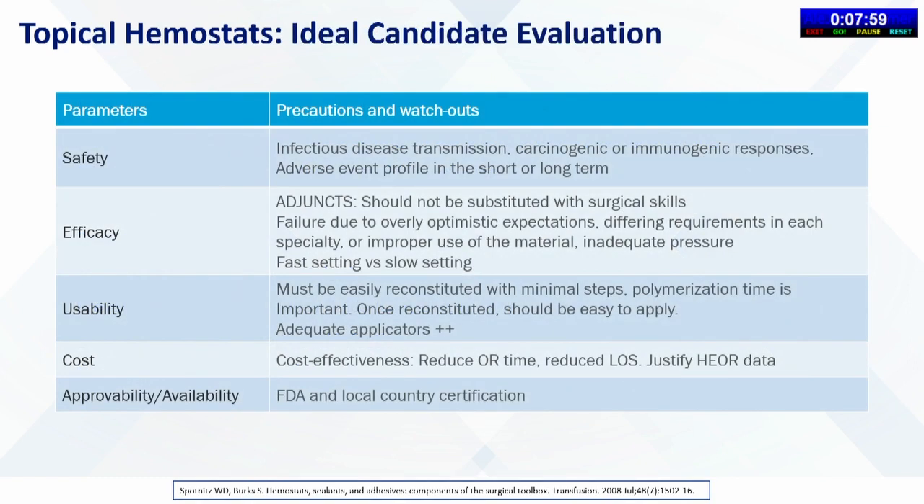There is no ideal hemostatic agent, but hemostatic agents can be evaluated based on their safety and efficacy. They should do what they are meant to do. They should be usable. Usability is really important because however good the hemostat is, if we can't deliver it to the site where we actually want it, it is of no use. Because of the complex anatomy, there should be a proper delivery mechanism to the site of application. Then there are cost and availability or approvability within the country.